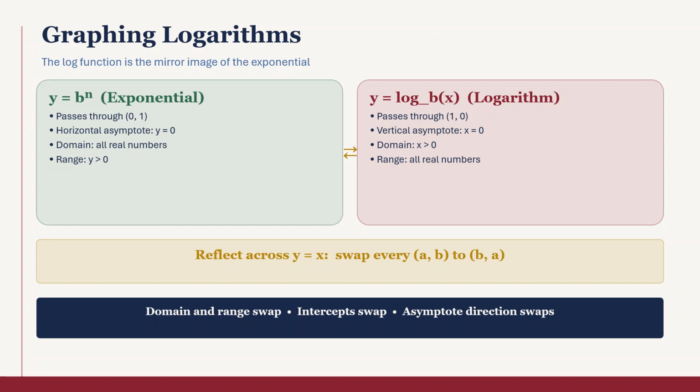The log and exponential curves are perfect reflections because they are inverse functions. Every point (a, b) on the exponential becomes (b, a) on the logarithm.